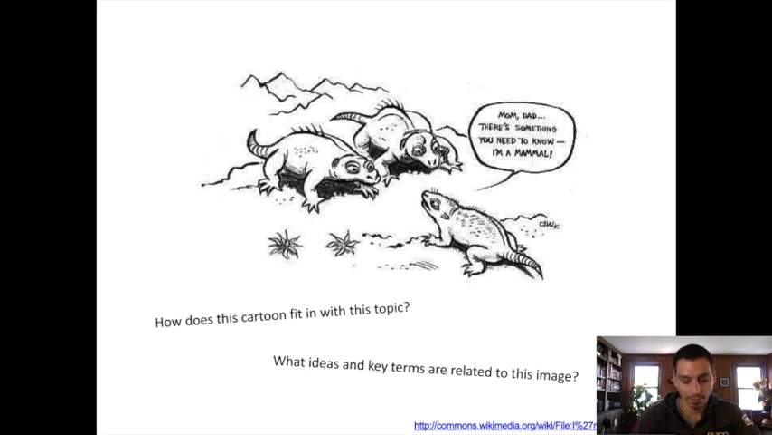So we have a cartoon here, two parents and offspring. Offspring says, "Mom, Dad, there's something you need to know. I'm a mammal." So how does this cartoon fit in with this topic? Well, new groups diverge from prior groups. So at some point, there is an individual that is an offspring, and yet the offspring and the parents must be members of two different groups, because all organisms come from pre-existing organisms. But now this offspring has a combination of traits that put it within a group, in this case mammals, that the parents were not a part of.